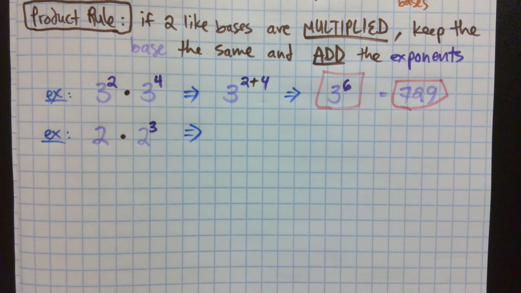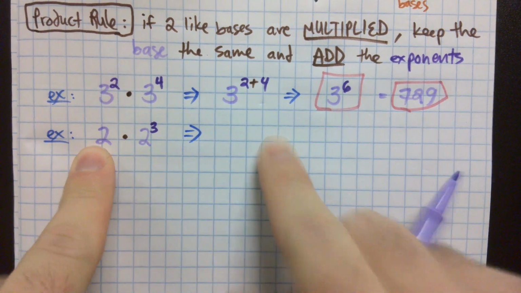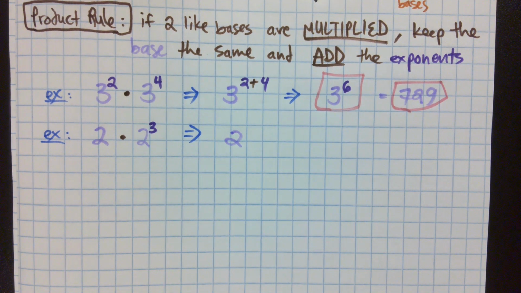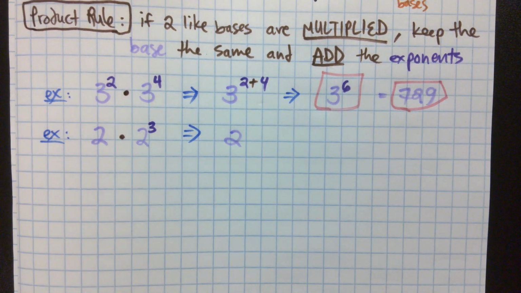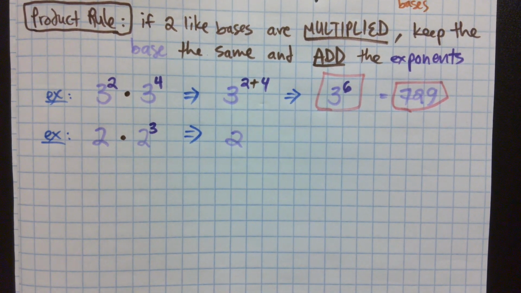Give me a thumbs up if you see like bases in this example. Do you see like bases here? Yes. Good. Good morning, Kimura. We got a like base of 2. So the first step is just going to be combine that into one single base of 2. So now we have to add our exponents together.